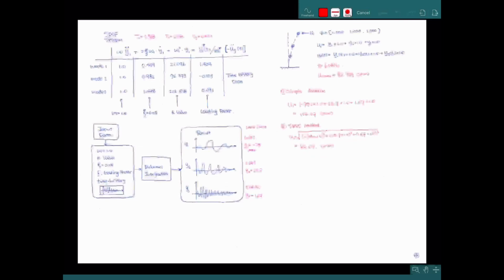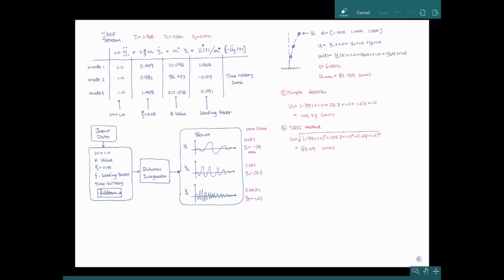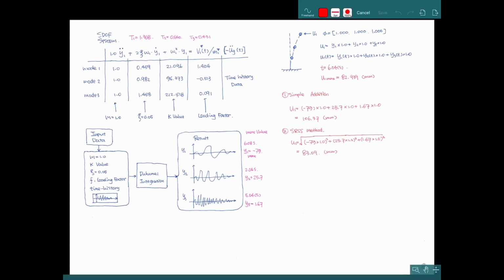In the next page, we will introduce how to use another method to compute the maximum deformation or displacement of the result. And we know that in this calculation, we capture all the time history and we get the maximum value. We found that the maximum acceleration happened at the 6.8 second.